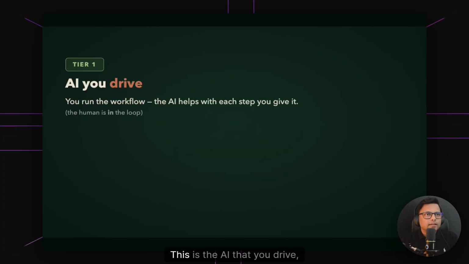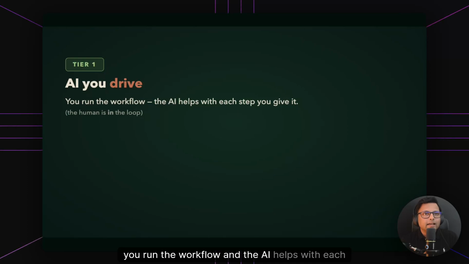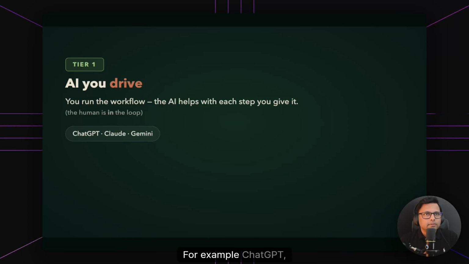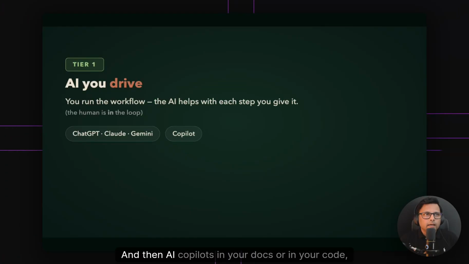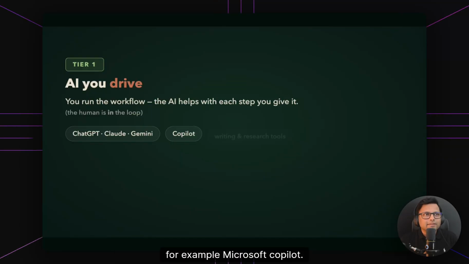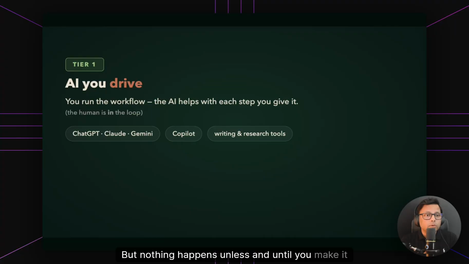Tier 1. This is the AI that you drive. You run the workflow, and the AI helps with each and every step that you give it. For example, ChatGPT, Claude, Gemini. You are already using it in your day-to-day life probably. And then AI copilots in your docs or in your code, for example, Microsoft Copilot. But nothing happens unless and until you make it happen. You are in the driving seat.